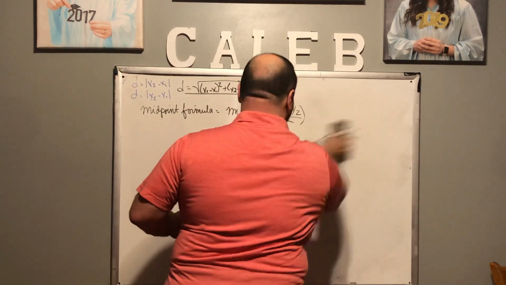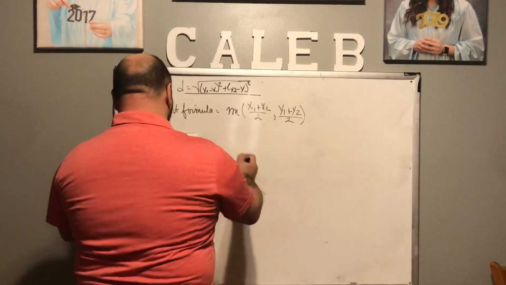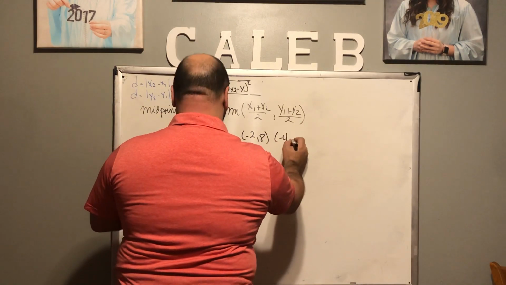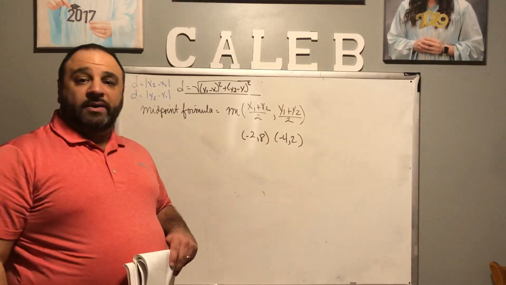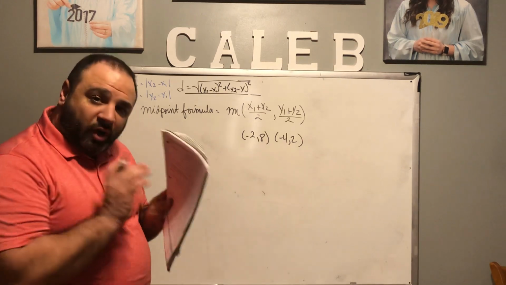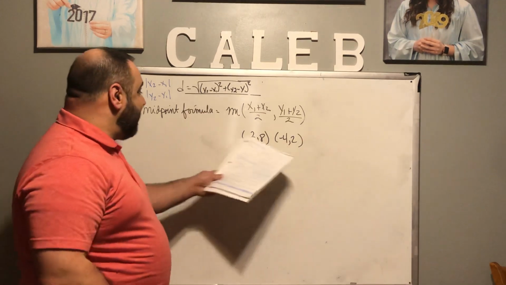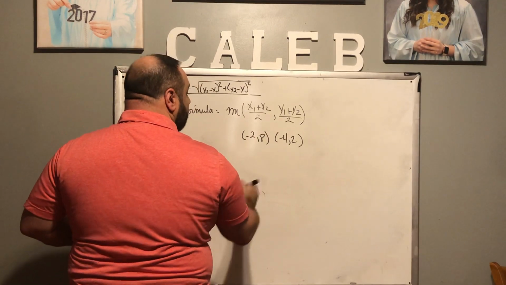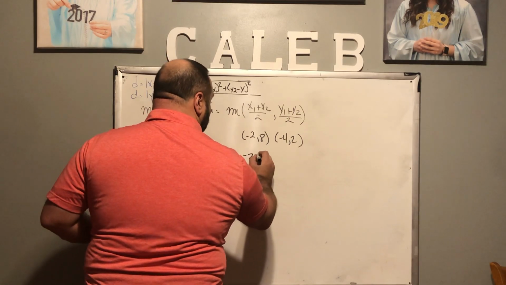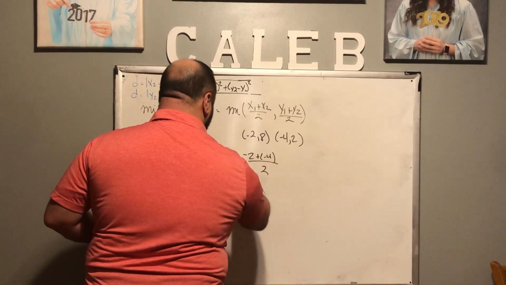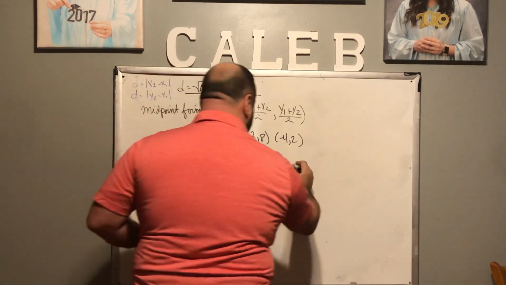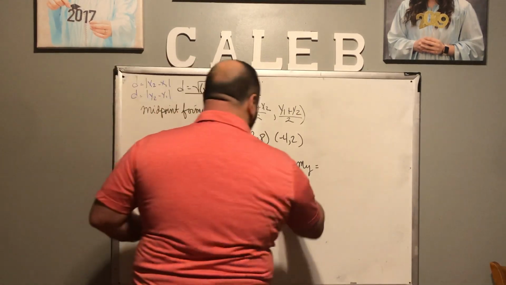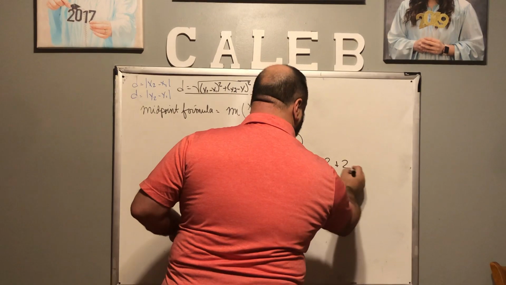Okay, so number 4, we have, okay, negative 2, 8, and negative 4, 2. What's the midpoint? Okay, what are the coordinates that would be the midpoint between A and B? So let's plug and chug here. So x1 plus x2. All right, so negative 2 plus negative 4 over 2. And then the midpoint of y would be y1 plus y2. So y1 is 8, y2 is 2 over 2.